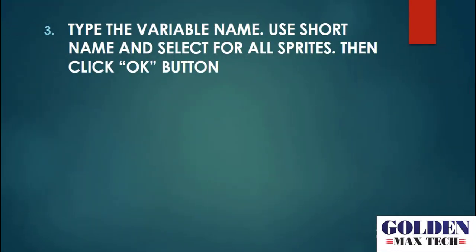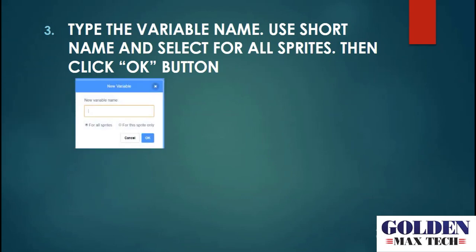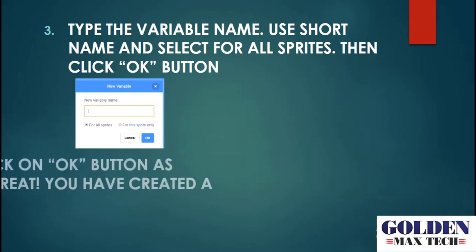Step number 3, you type your variable name. While typing your variable name, you use a short name and select for all sprites, then click the OK button. In selecting for all sprites, you are given the privilege of all sprites to access your variable in your project.